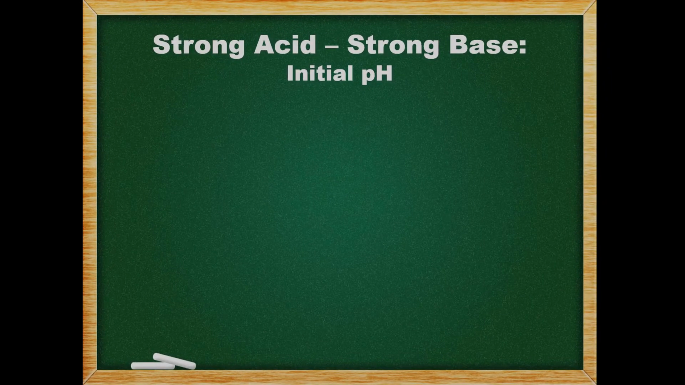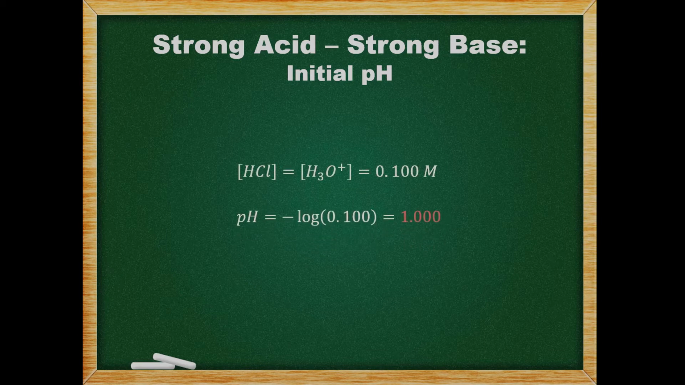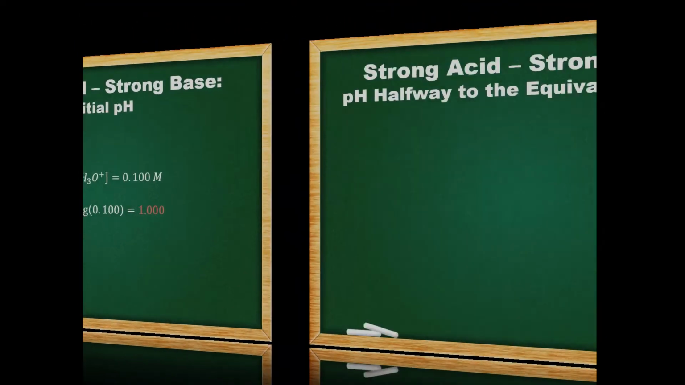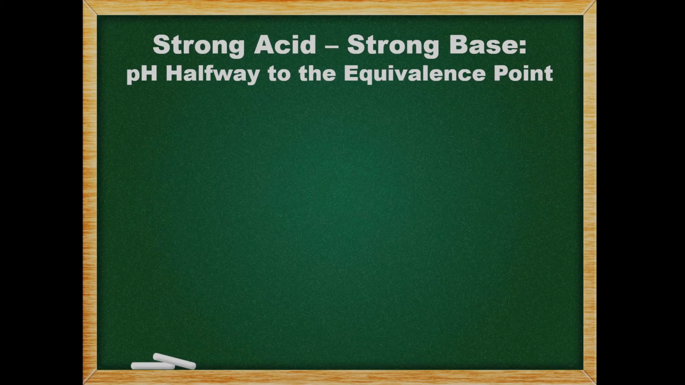There are four key stages we will calculate the pH for. The first is prior to adding the titrant and is pretty straightforward. We only have HCl in the flask and it is a strong acid, so we can just take the negative log of its concentration to find the pH. The next stage will require a bit more work.